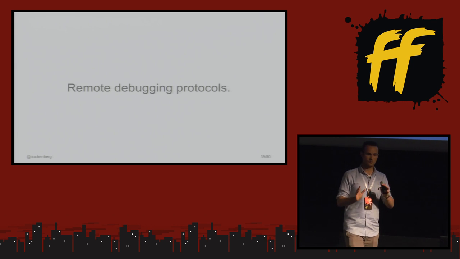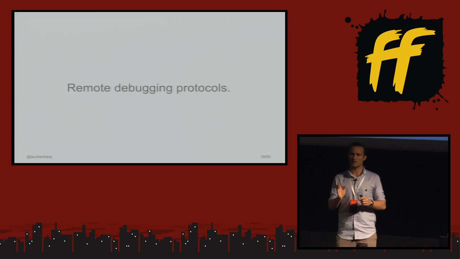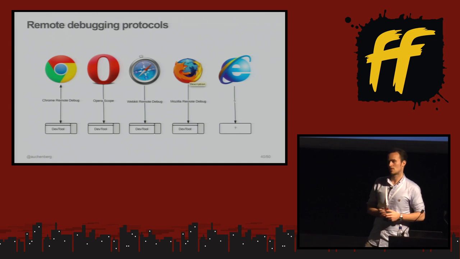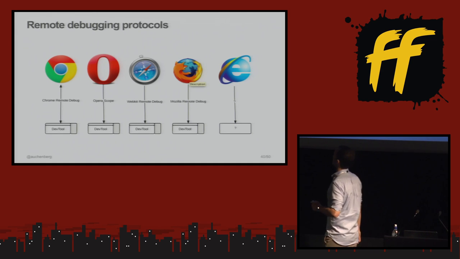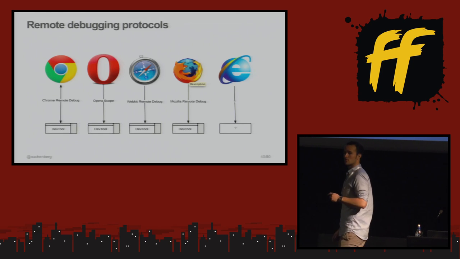There's no secret internal API. It's all over a messaging protocol that is actually available to you. But we have a problem with these protocols: each browser has their own.